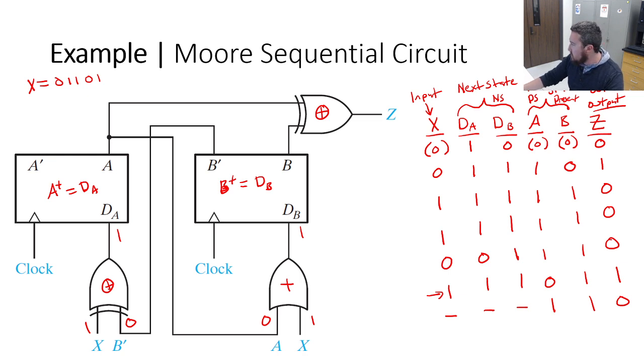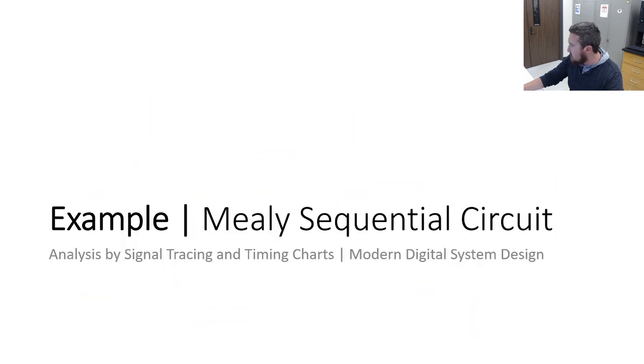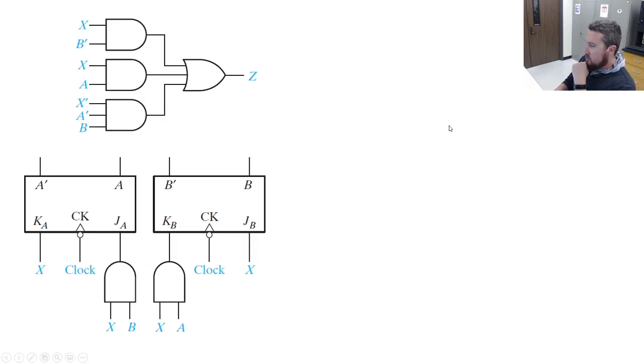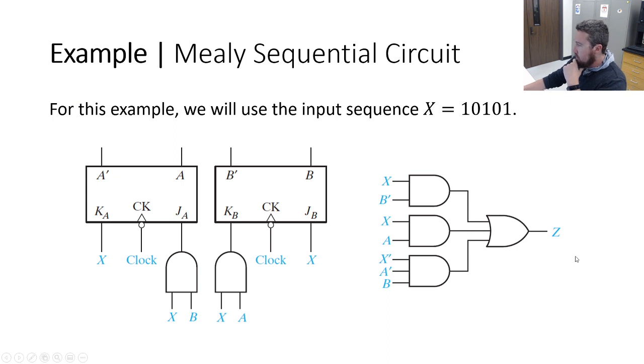All right, well, if there's no questions about that, I'm going to quickly click past these two slides because they just confused people more than they helped in the first lecture. So let's move on and take a look at our Mealy sequential circuit machine. So here's what we're going to use. We're going to use a similar sequence. We're going to use x equals 1 0 1 0 1 0 1.